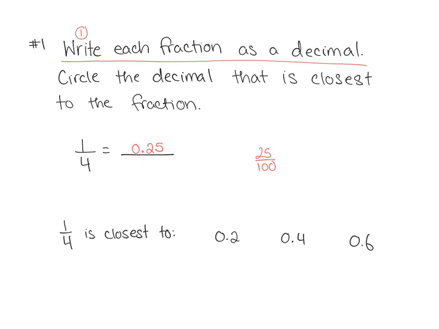Our second step is to circle the decimal that is closest to the fraction. So if we're looking at 0.25, which of these decimals is closest? Well, 0.2, right? So then that is what we would circle.